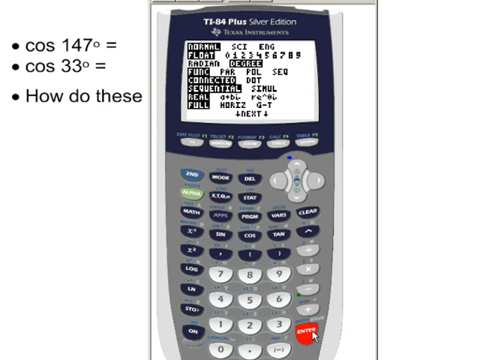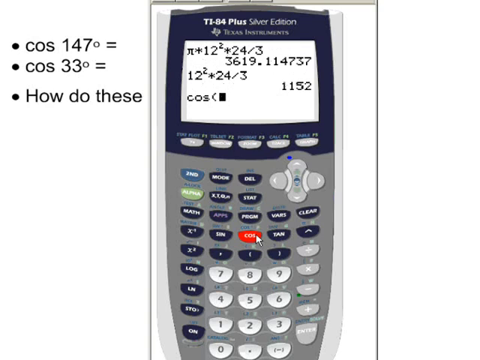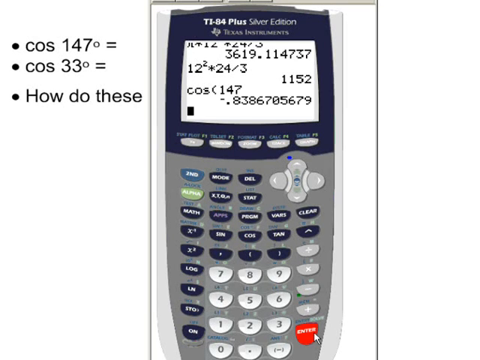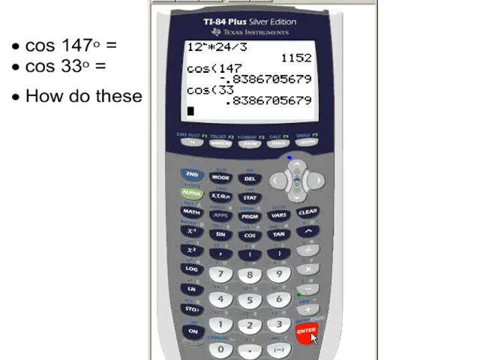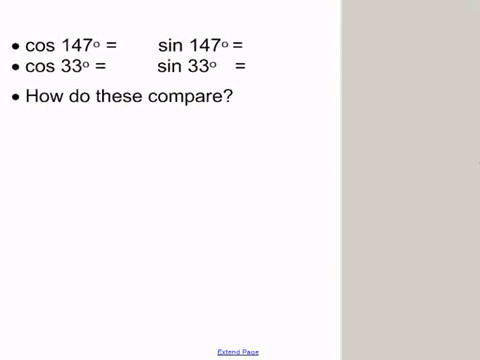Okay, now I'm going to check out what cosine of 147 is. So cosine of 147, hit enter, and I get that as negative 0.839. And I'm going to stick in cosine of 33 while I'm here with my calculator and hit enter. Notice I get the same decimal, I just get positive instead. So let's record that information.